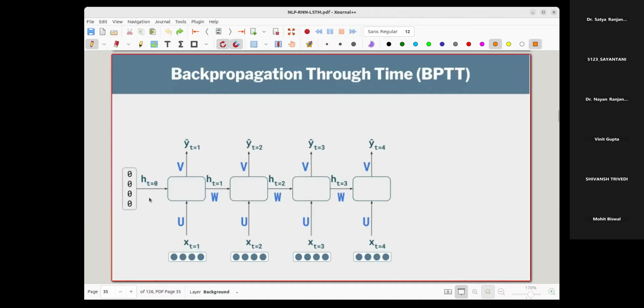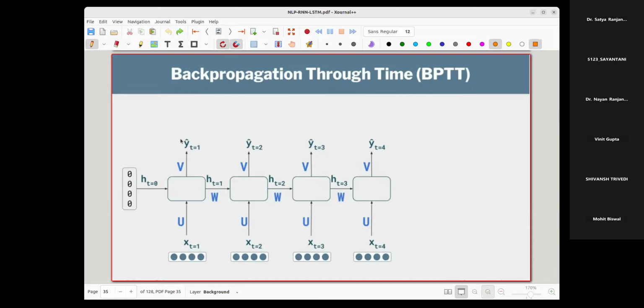Now you see at time step 0, the hidden state ht equal to 0 is a zero vector, and the current input is given, a hidden state representation will be created, and then it is output as yt equal to 1. At the next time step, the output of ht equal to 1 will be given as input, as well as xt equal to 2, and it will produce an output, and like this it will continue.